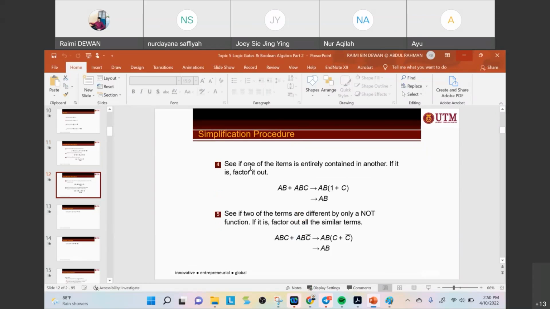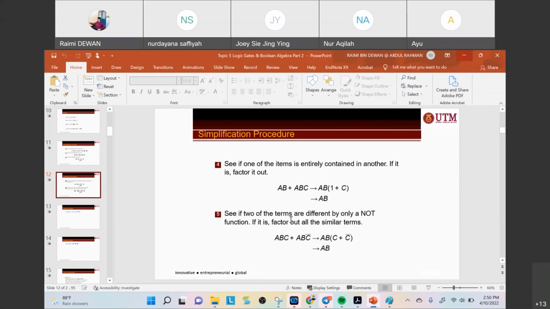And then another one: see if one of the items is entirely contained in another. If it is, factor it out. For example, if you have AB plus ABC, you see the common one is AB. So you make a bracket: AB times 1 plus C. Regardless of what value C has, you still have a value of 1. So AB times 1 results in AB, the final answer.